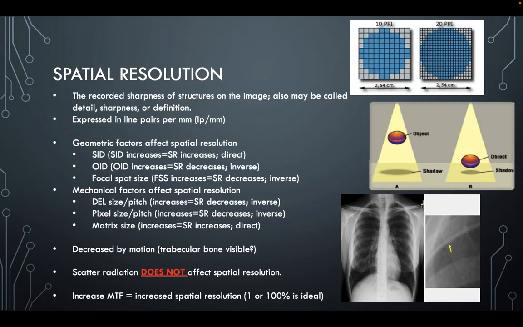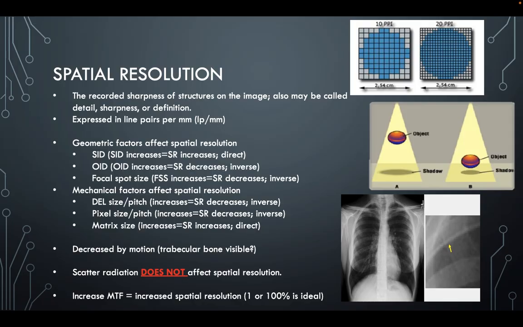Okay, so spatial resolution, again, the recorded sharpness of structures on an image: detail, resolution, sharpness, definition. It's expressed in line pairs per millimeter. And these are going to be things that are geometric factors or your mechanical factors. So all the images over to the side are kind of showing these geometric factors that we've talked about, or the mechanical factors. So SID, or source to image distance.